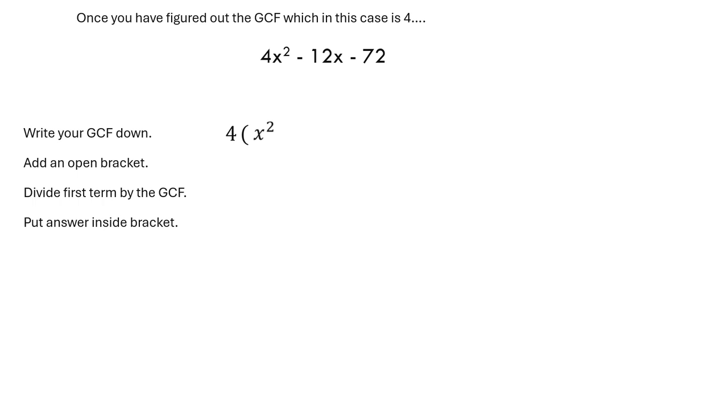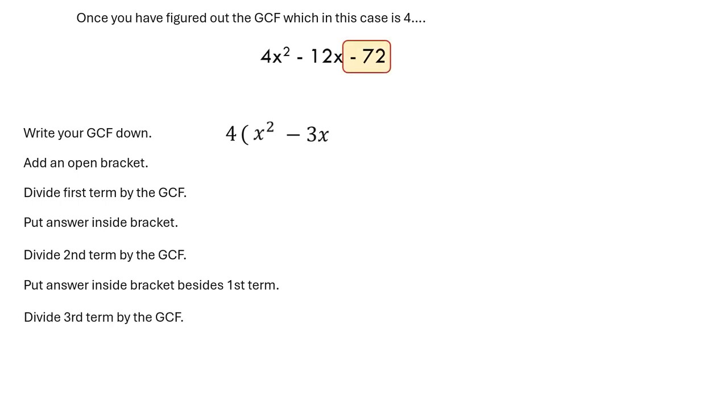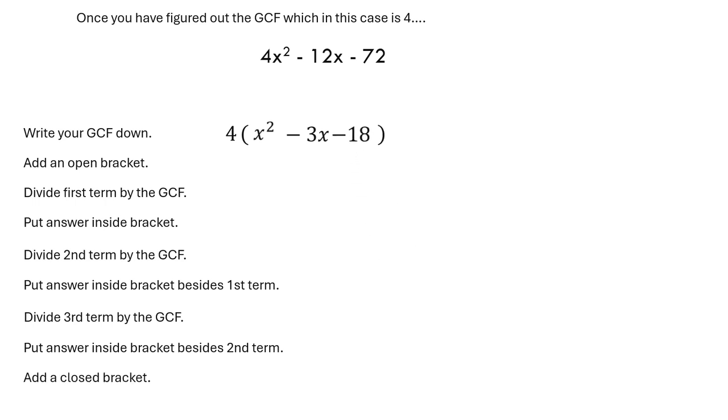Looking at our second term, negative 12x, divide it by 4, gives us an answer of negative 3x. Put the answer inside, right beside the first term. Our third term is negative 72. Divide it by 4, gives us an answer of negative 18. We place it inside the brackets, and then add our closing bracket. There's our answer.